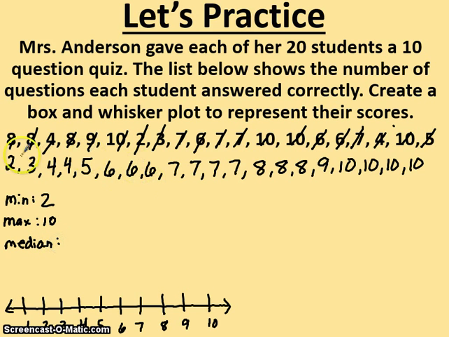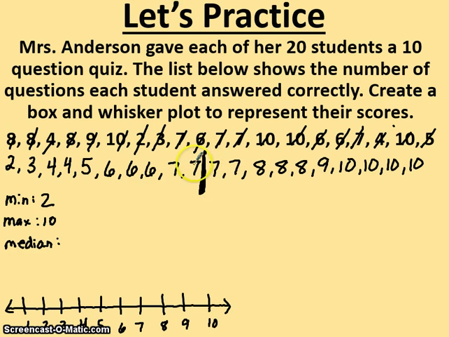Our median is the middle number, so we can cross off to find the middle. We know that there's 20, so the median is going to be between 10 and 10. So 1, 2, 3, 4, 5, 6, 7, 8, 9, 10. 1, 2, 3, 4, 5, 6, 7, 8, 9, 10. So here is the middle of our data, 10 to the left and 10 to the right. This is the 50% mark.